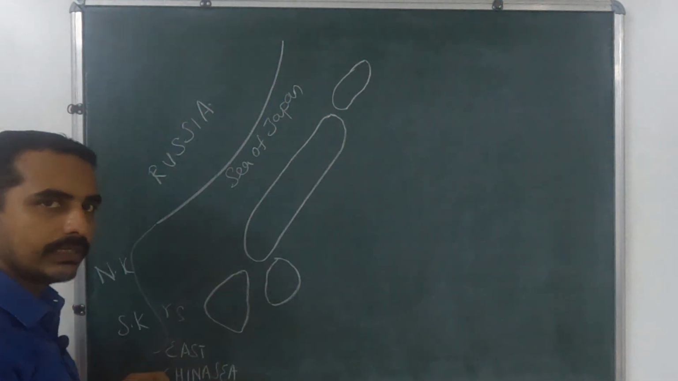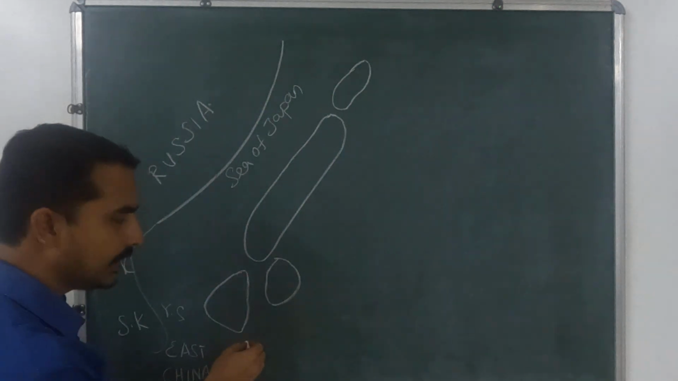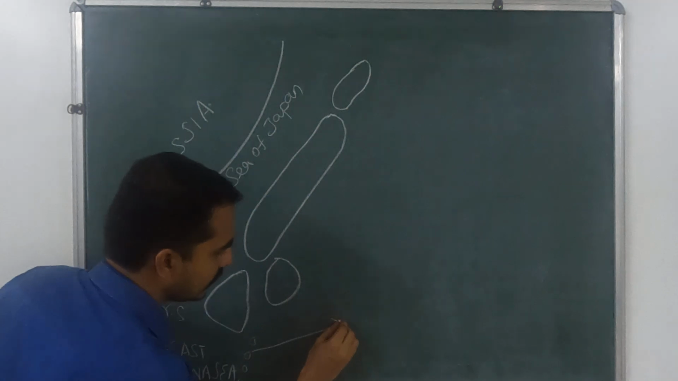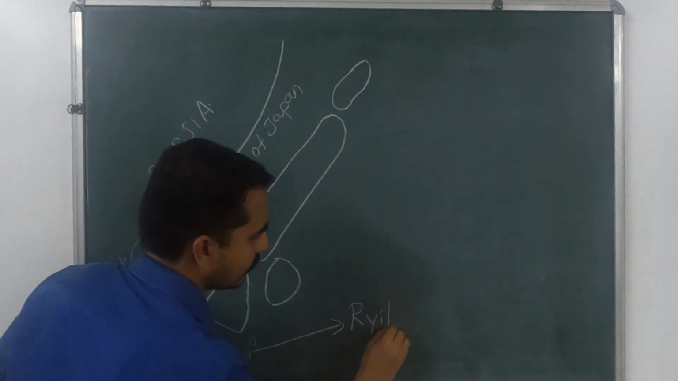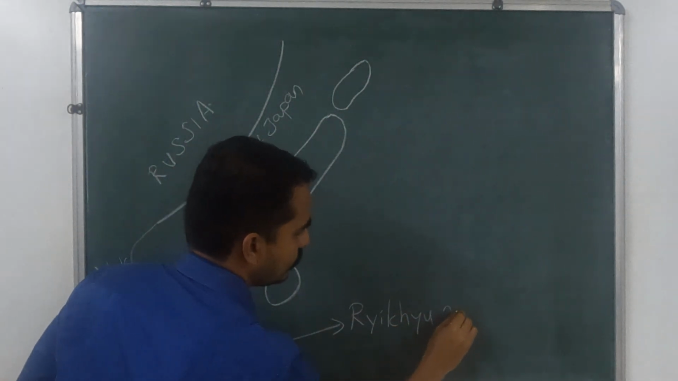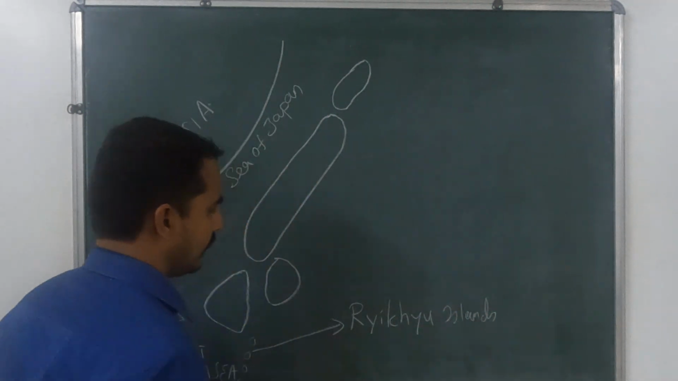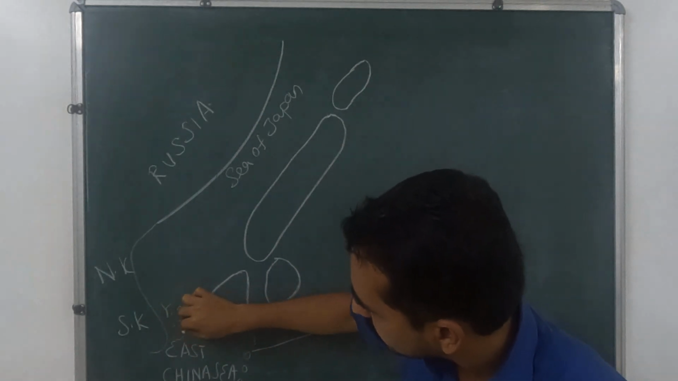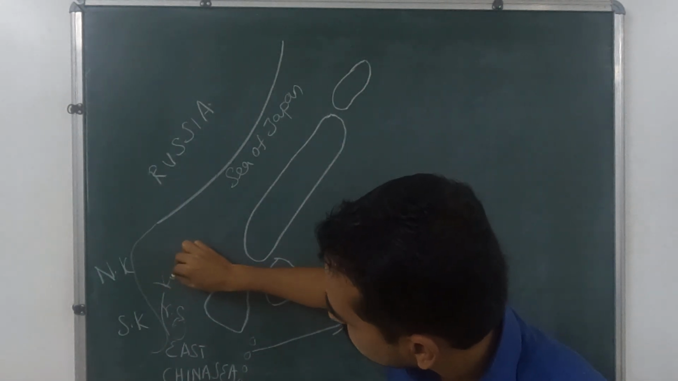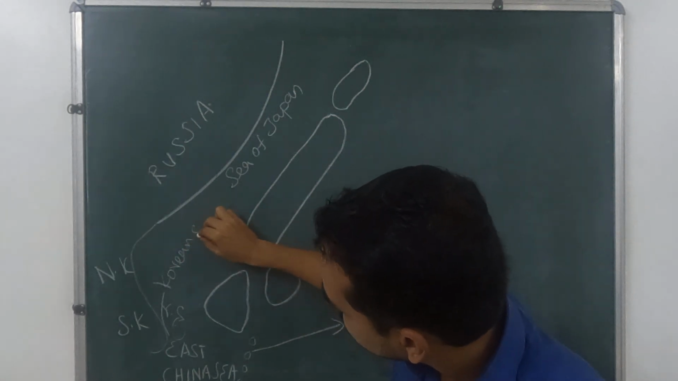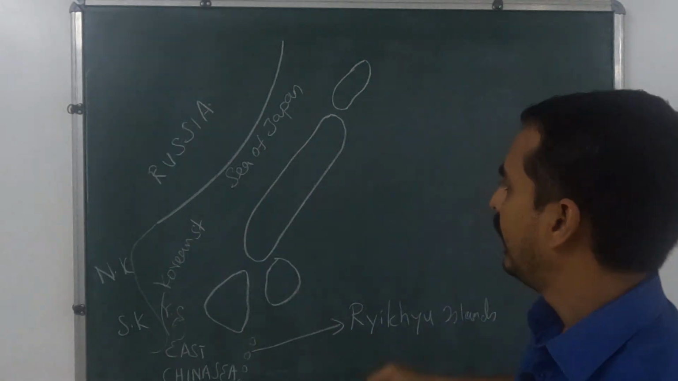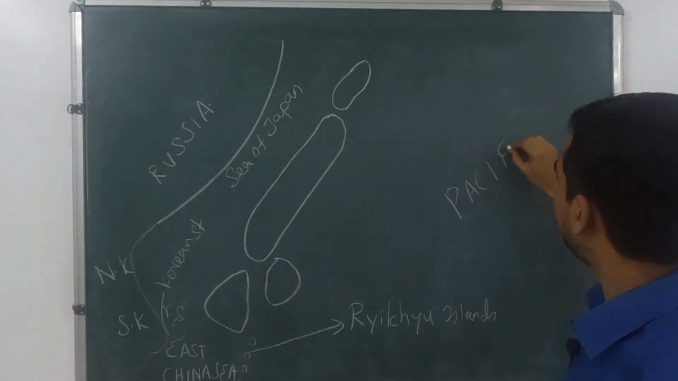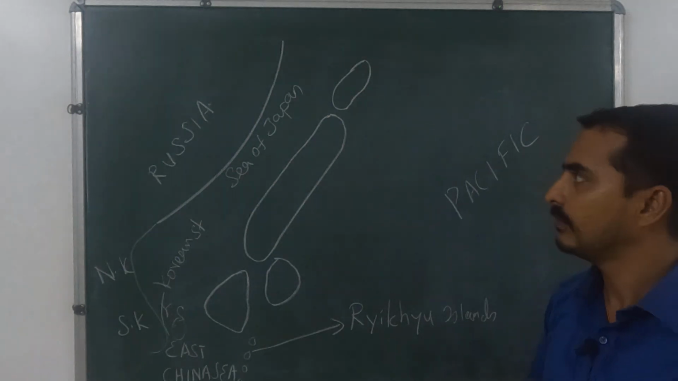After these islands, many small islands extend here. Those islands are named the Ryukyu Islands. And between Korea and a small island, the Korean Strait is there. And in the eastern part, it is the Pacific Ocean.